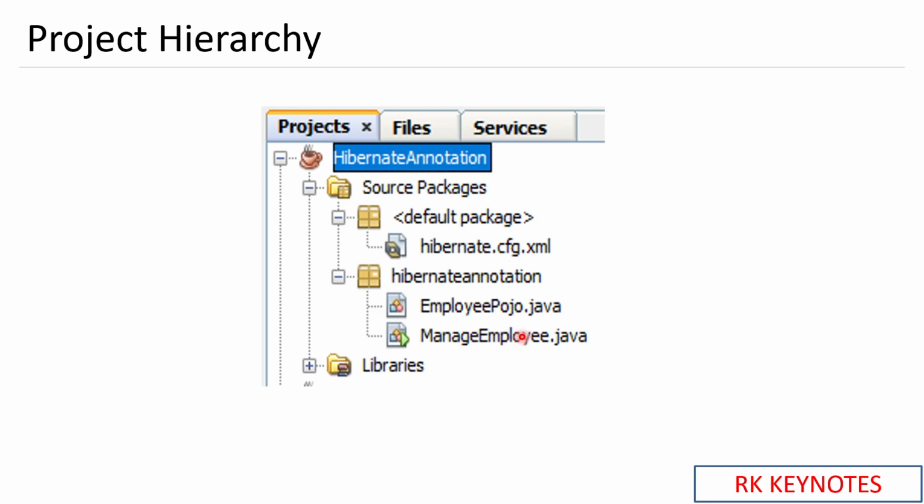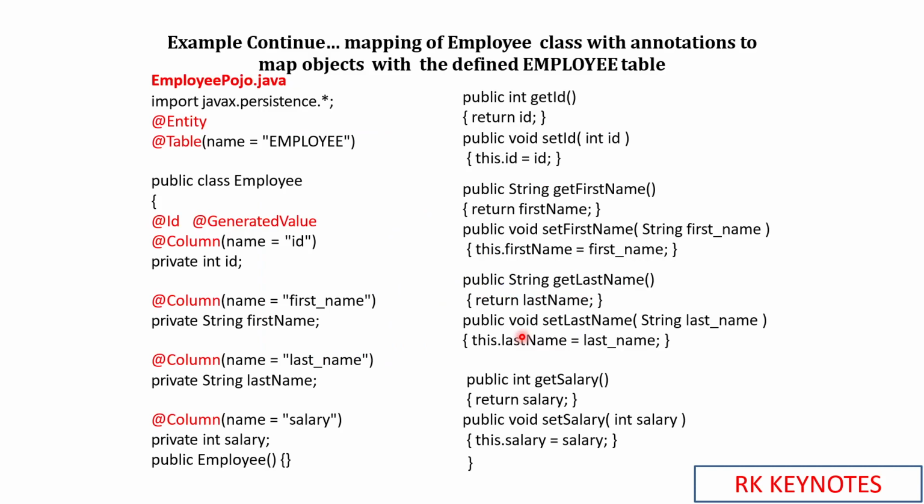Before that, let me show you how the annotations are mapped. So now this is a Pojo class, you can see. And the most important thing is that you need to import this package, import javax.persistence.*. All these annotations come from this persistence package.